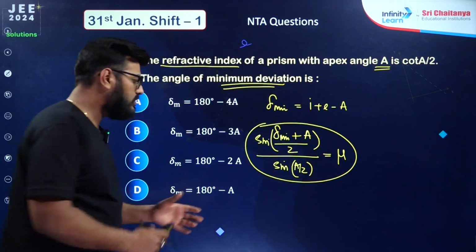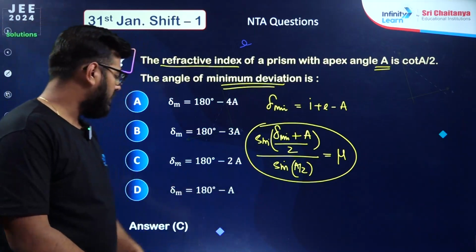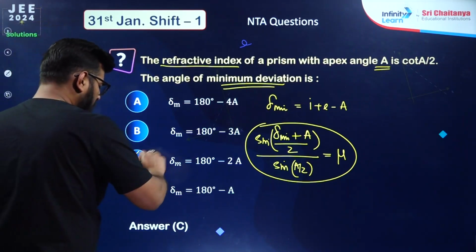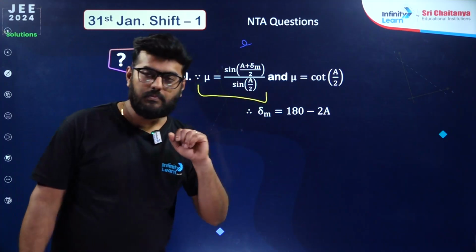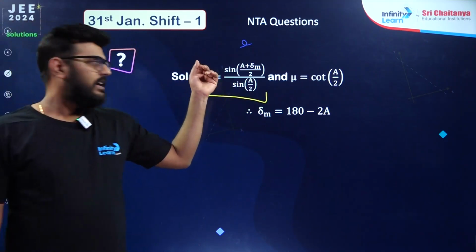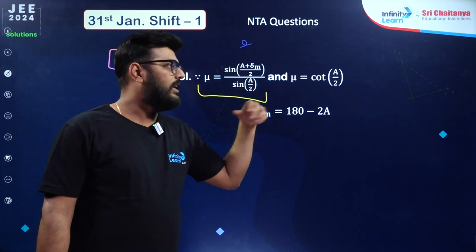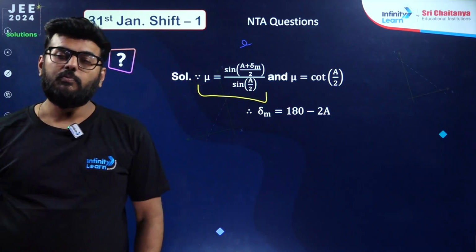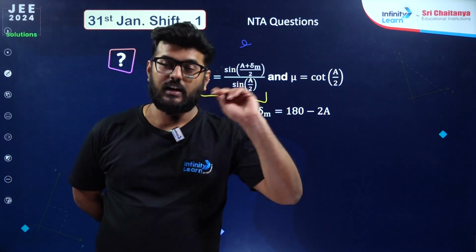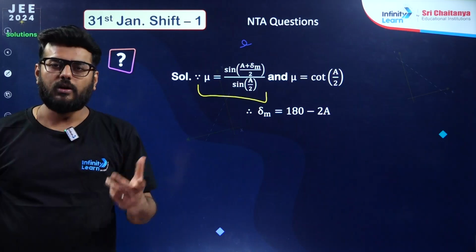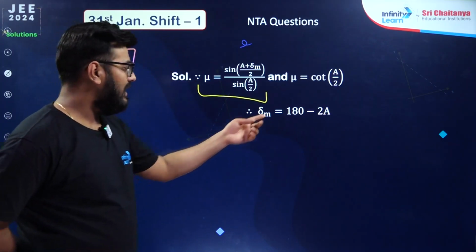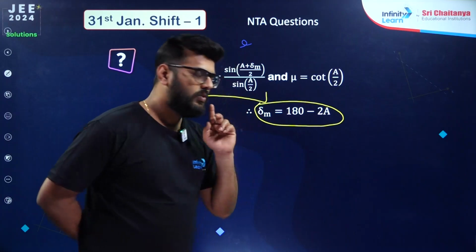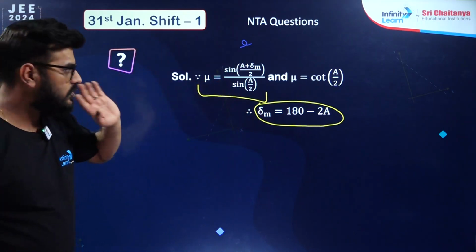So you needed to use this relation, and based on that, the correct answer was turning out to be option number C. The relation was nu equals sine of (A plus delta m) by 2 upon sine of A by 2. Now many students whom I've interacted with went on using delta m equals (mu minus 1) into A. That is the relation which is used for smaller values of A, that is the apex angle. But unless and until it is specifically mentioned, you need to use the exact formula which is over here.